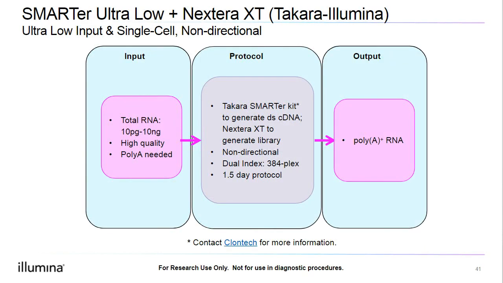You can use 10 picograms to 10 nanograms of high-quality total RNA with this workflow. 10 picograms is the typical amount of RNA that can be obtained from one cell, and this kit has been used for single-cell work. You will need 2 kits for this workflow: the Takara SMARTer Kit to generate double-stranded cDNA, and the Nextera XT kit for library preparation.